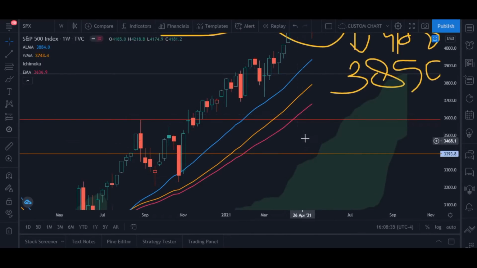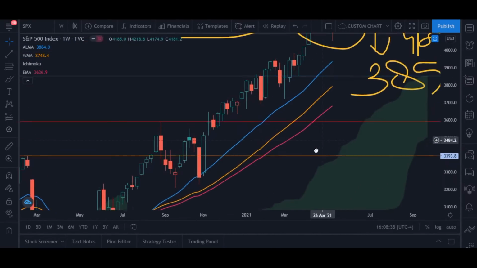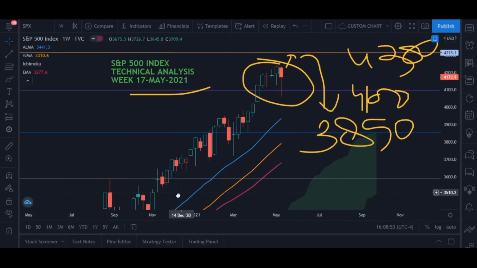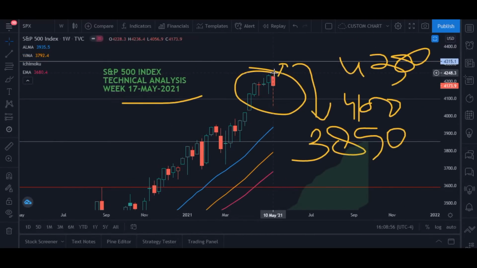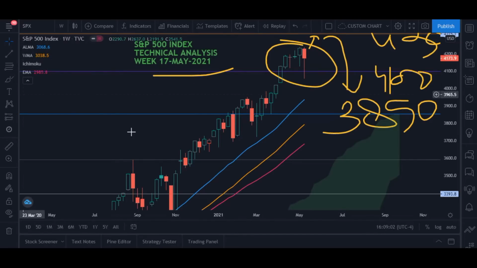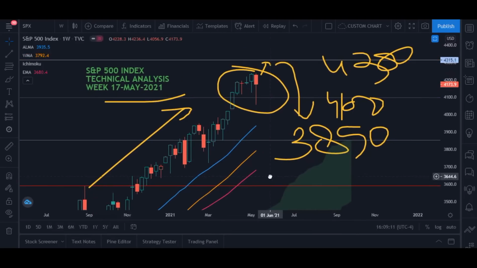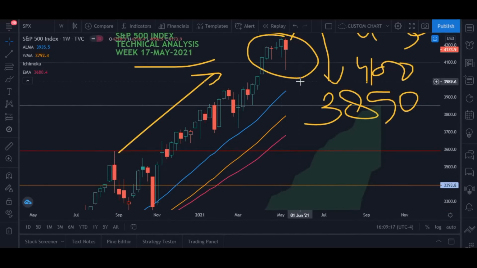That is the problem. The last time the market respected the ALMA or any of the moving averages on the weekly chart was in October, when the market was around 3250. After 3250, the market has moved to 4200 or something like 4250. So the market has moved by almost 1000 points without any correction. It is impossible.